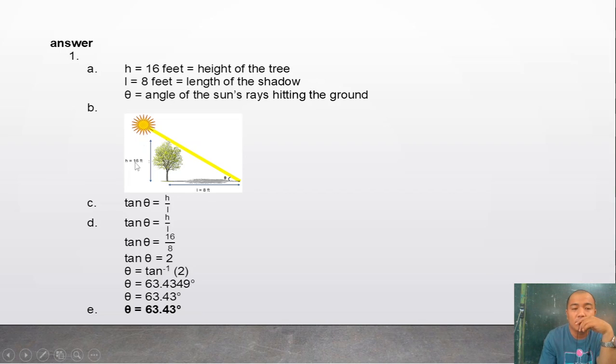So, what are the sides involved? Opposite and adjacent sides. So, we're going to use the tangent function. Tangent theta is equal to 16 over 8. But 16 over 8 is 2. So, in your calculator, press shift tan 2 equals. So, the answer is 63.43 degrees.